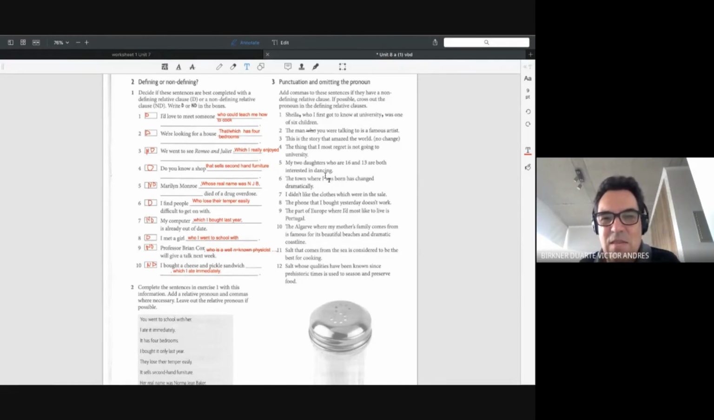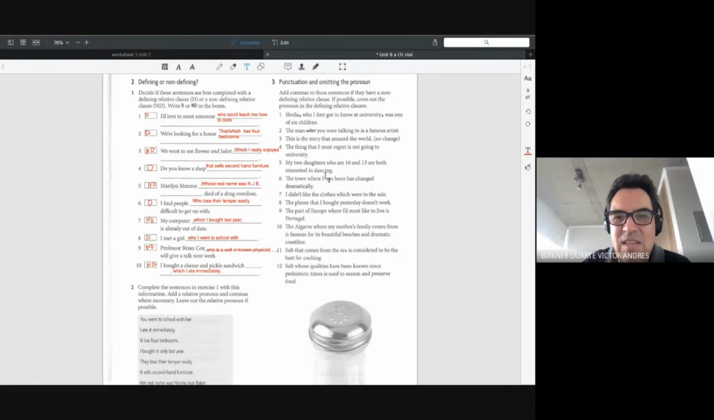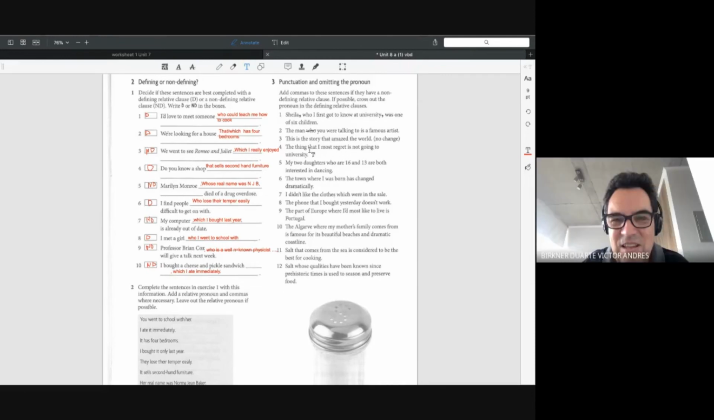What can we do there? The thing that I most regret. Can I omit the pronoun or not? Yes. Or the thing I most regret is not going to university. Yeah, I think in this case we have to leave it as it is, right? Because if I say the thing that most regret, that would be a little bit incomplete. So no change in this case, right?